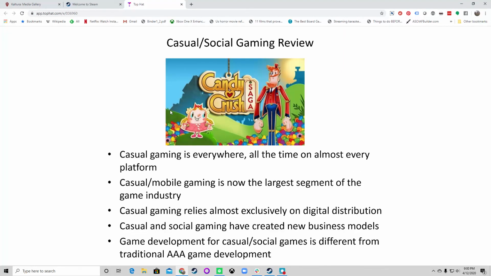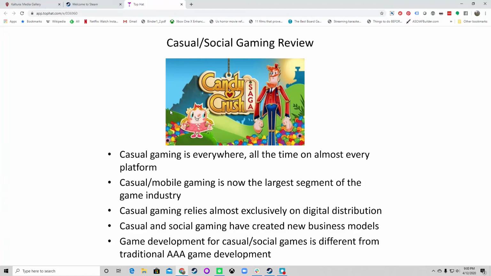So to wrap this up, casual gaming is everywhere. It is the dominant form of revenue for the game industry at this time. The sheer size of it is mind-boggling, honestly. And it's everywhere, right? It's on my phone, it's on my tablet, it's on my PC, it's on my game console. Again, it relies heavily on digital distribution.